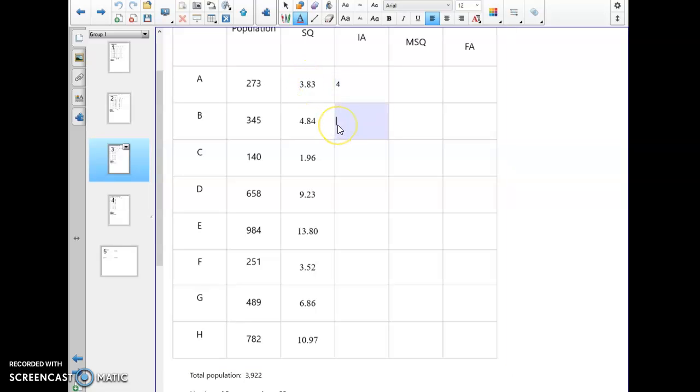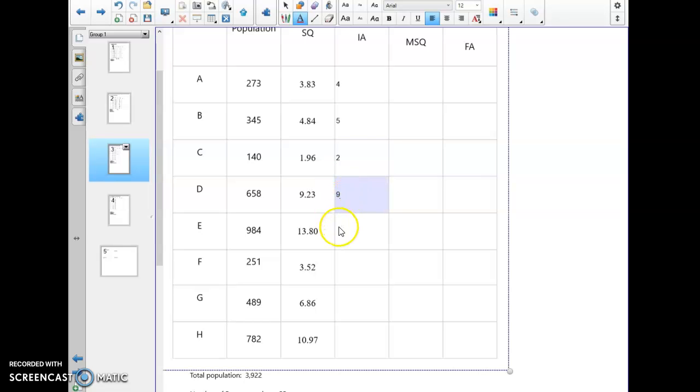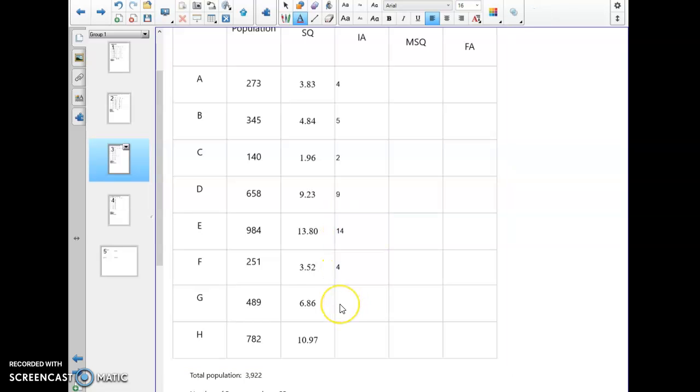So this becomes 4. This is 5. This is 2. This is 9. This is 14. It rounds up. This is 4. This is 7. And this is 11.